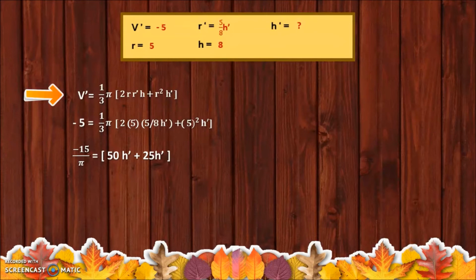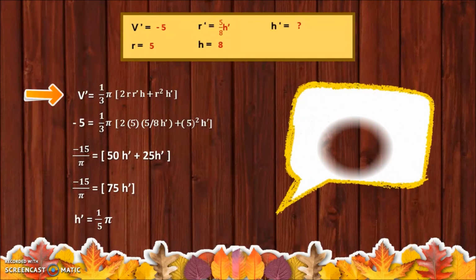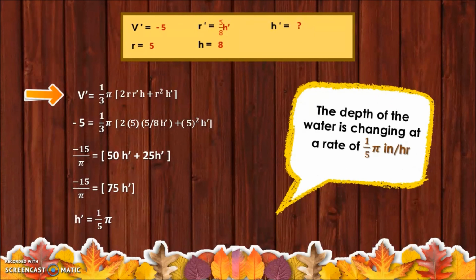Now we're going to simplify this a little bit, so we end up getting that negative 15 over pi is equal to 75 h prime. Now we have to get h prime by itself, so we divide both sides by 75. We get h prime is equal to 1 over 5 pi. So our final answer for this problem is that the depth of the water is changing at a rate of 1 over 5 pi inches per hour.